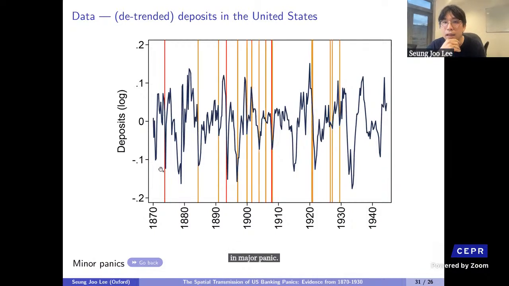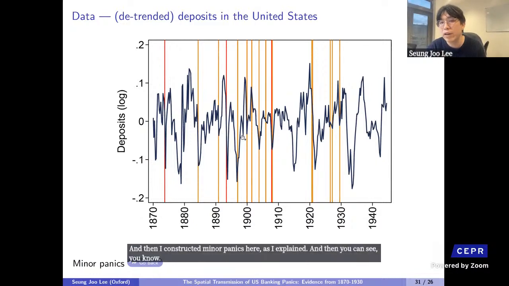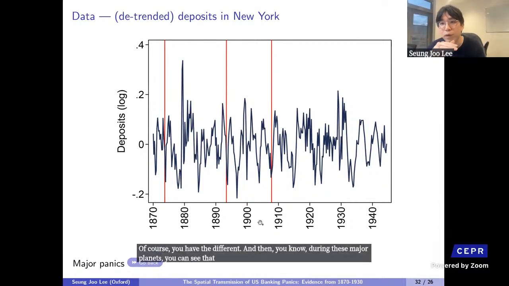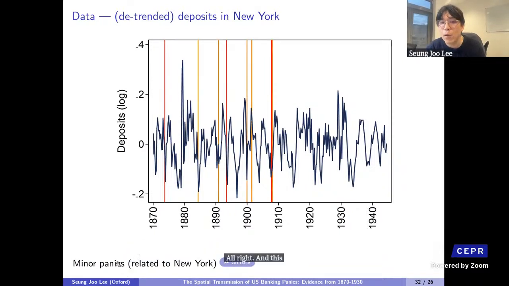And then I constructed the minor panics here, as I explained. You can see that during minor panics, the deposit level also goes down. This is the data for the entire United States. And then this is the deposit level in New York. Of course, you have the trend. During these major panics, you can see that deposit levels in New York also drop, right? And this is minor panics only related to New York.